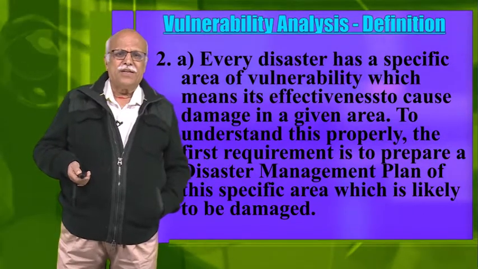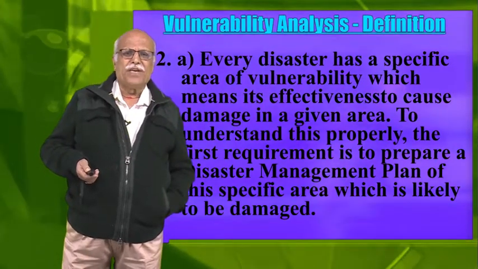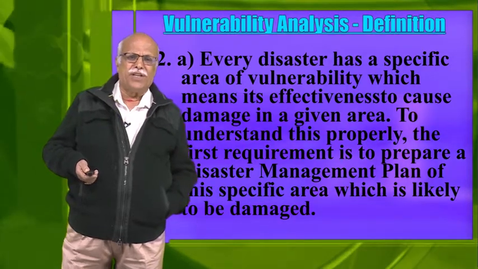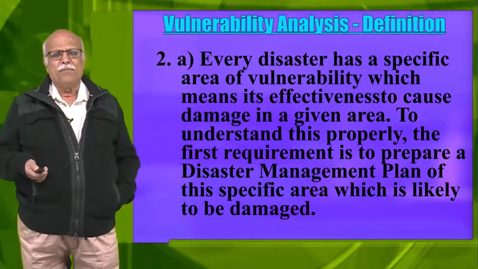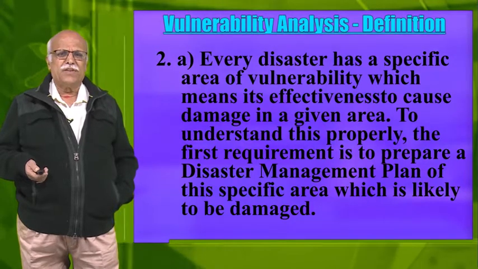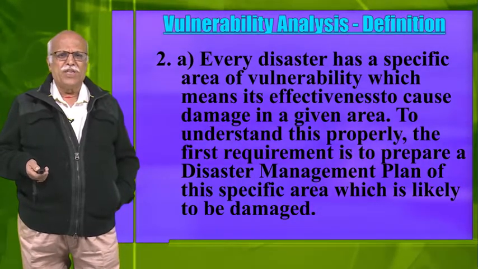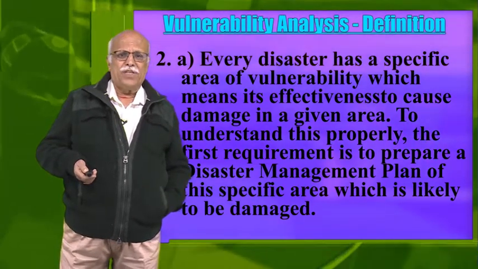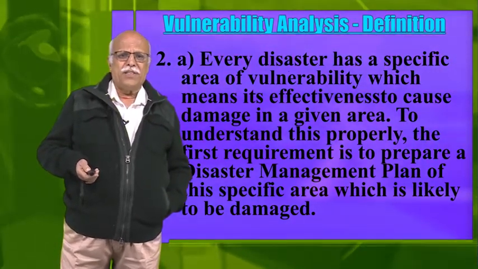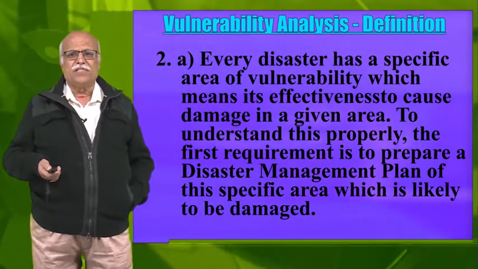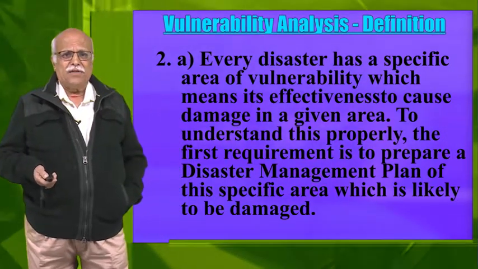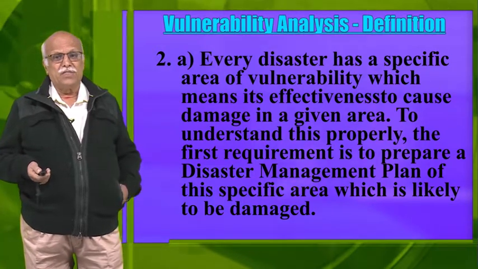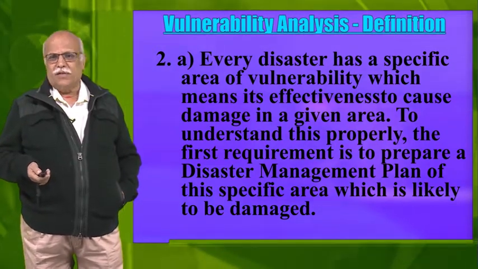Every disaster has a specific area of vulnerability, which means effectiveness to cause damage in a given area. What do we mean by this? For example, there is a cyclone, there is a flood, there is an earthquake. Each one of them has specific vulnerability. Now, to understand this properly, the first requirement is to prepare a disaster management plan for a specific area which is likely to be damaged. How do we do this? This we can do with the help of a template.